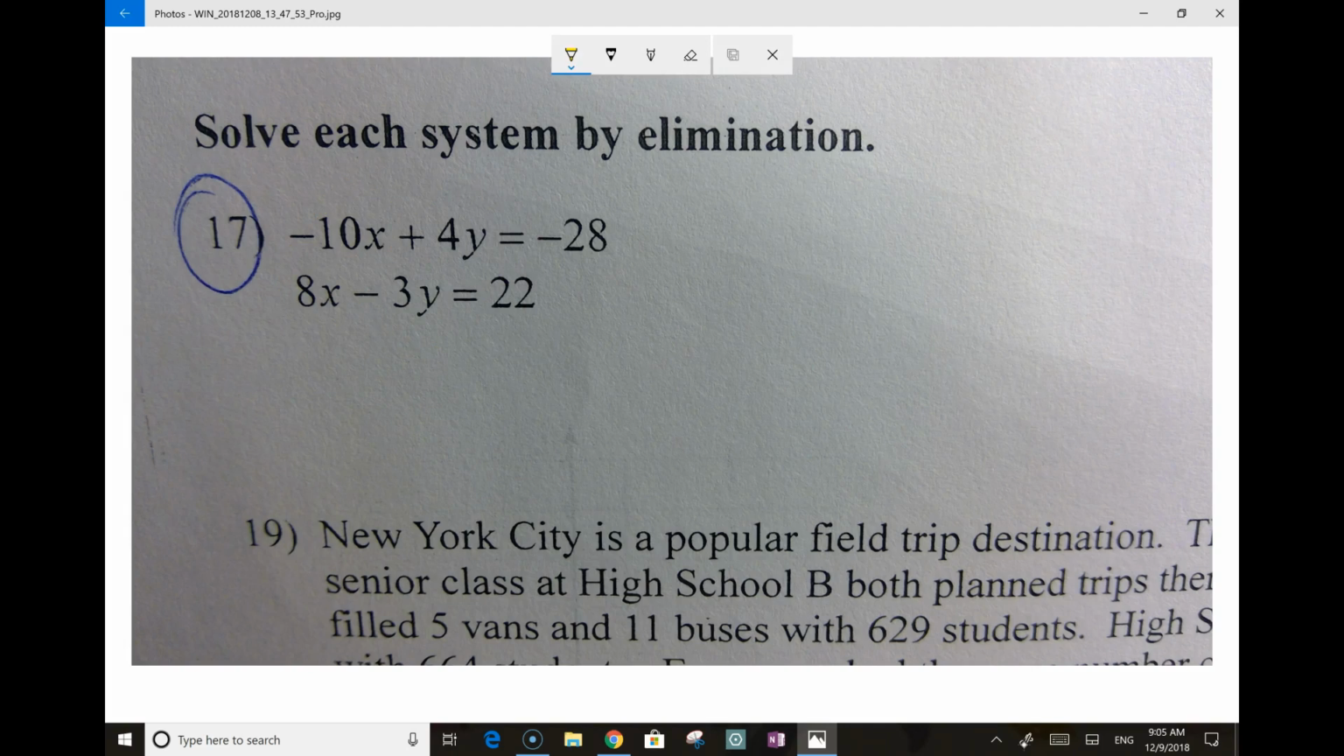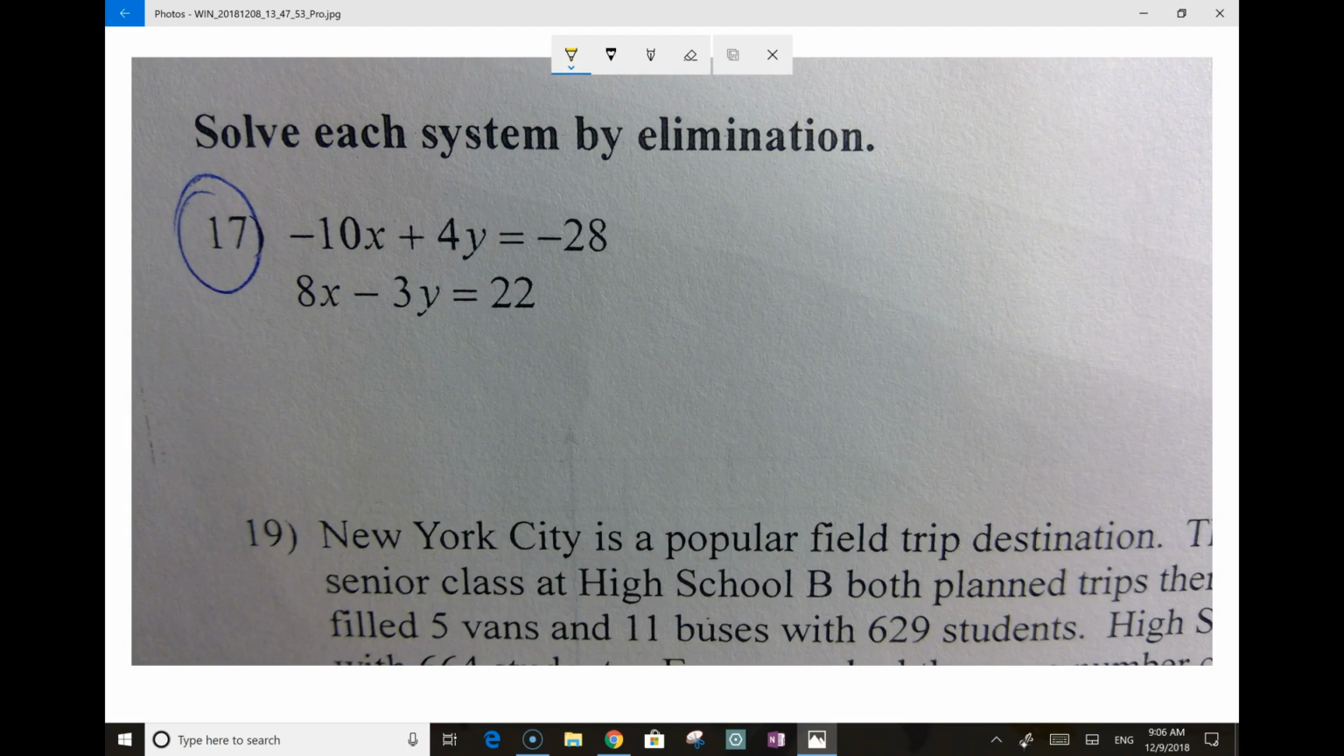And I start by choosing either my x or my y. And I'm going to go with my y's. So if I want to make my y's exact opposites, and I have a 4 and I have a 3, then I have to choose a common value to turn each of those into. So a 4 and a 3 have a 12 in common. And that's the lowest common value that they both share.